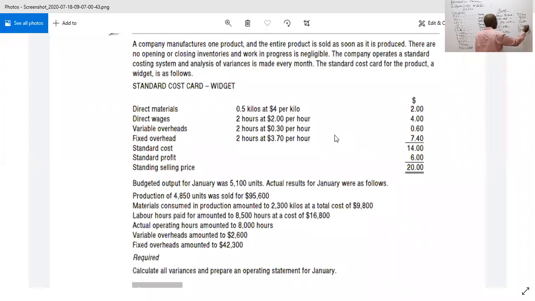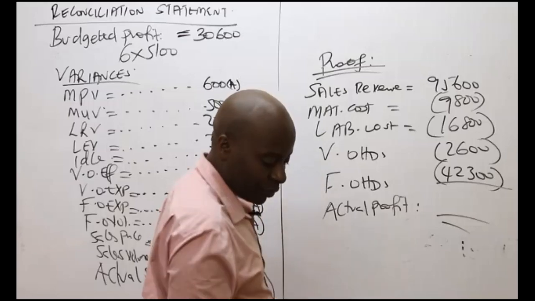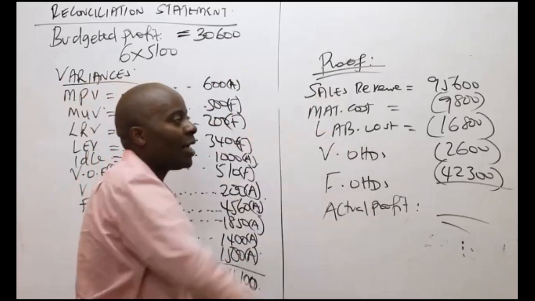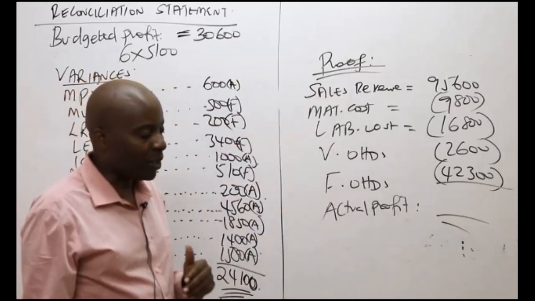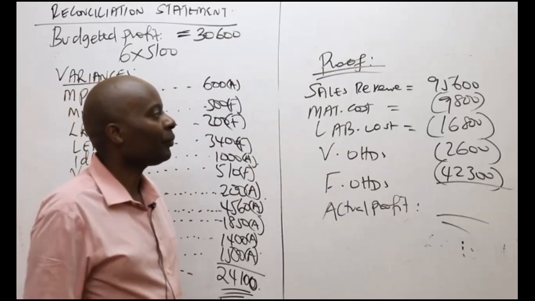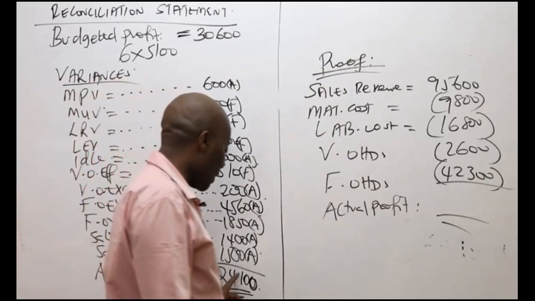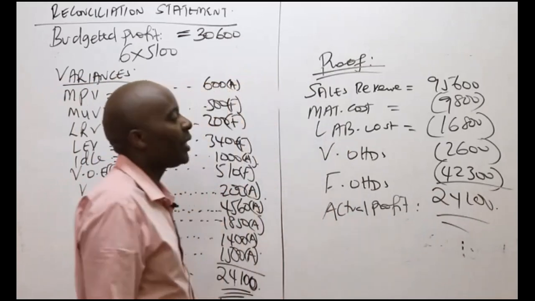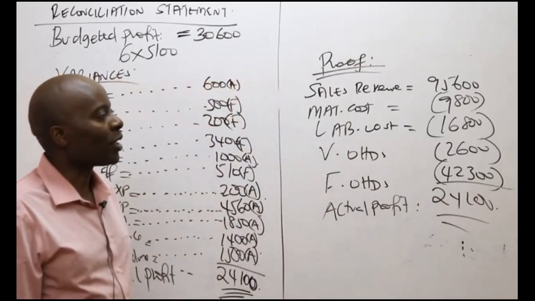So please come and subtract these ones from the revenue for you to be able to get the actual profit from the actual information. From the actual information, you can just prove, although this one is very much unnecessary. So we want to see whether you guys are going to get the same figure of 24,100. Let me see whether we shall be getting that figure of 24,100 at the end of the day.